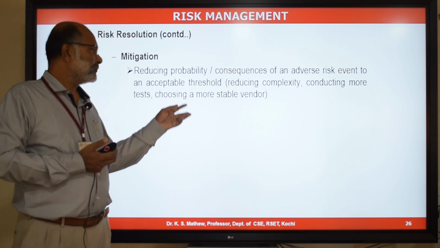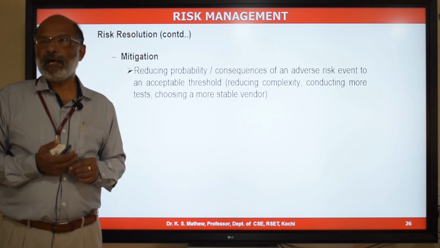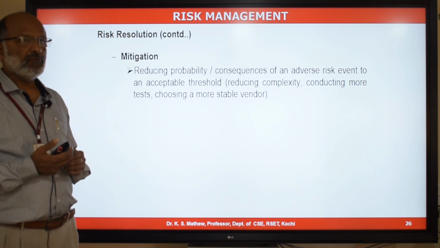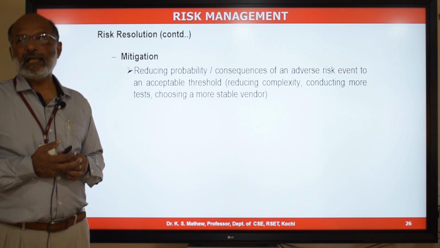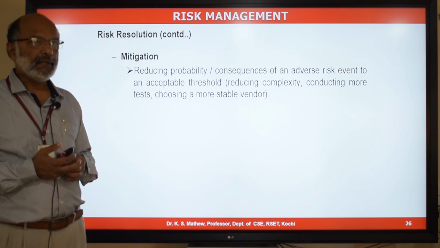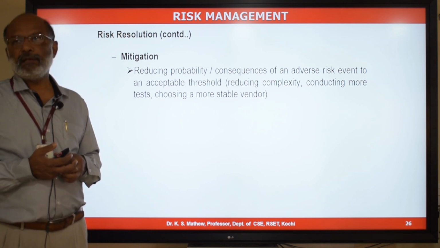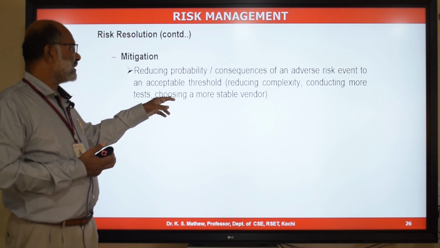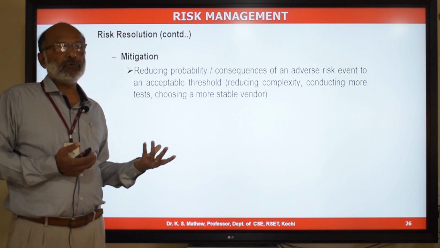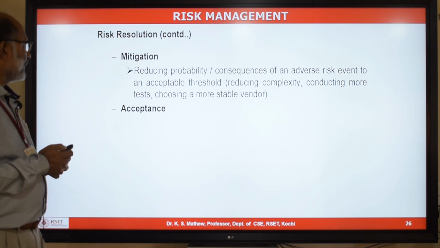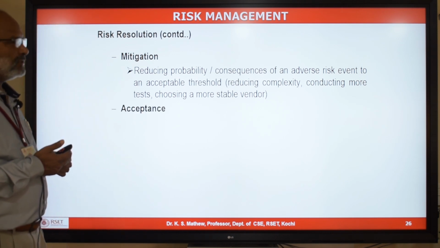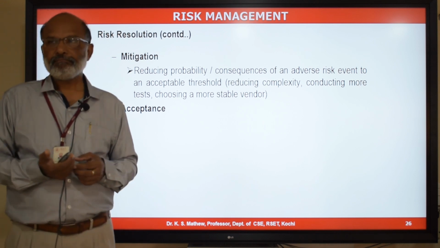You may also have a third-party supplier or a contractor for doing some work, and there is a risk identified in case the deliverable from the supplier is late. That may also have an impact on your schedule. So choosing a more stable vendor will be an approach to reduce the impact or reduce the probability of occurrence of that event. Then the fifth approach is called acceptance.